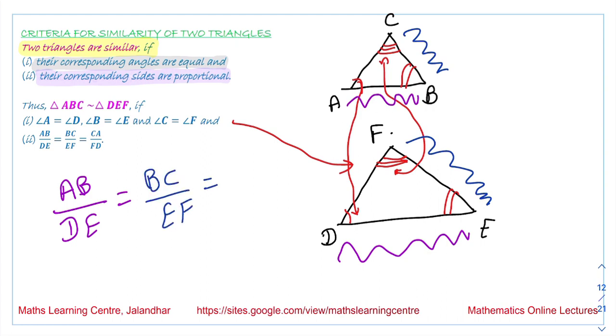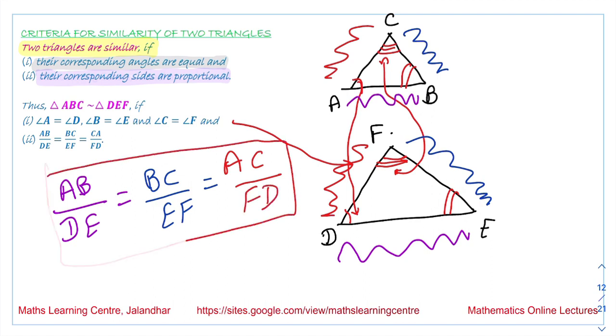And third thing we have is AC over FD. We are saying these three ratios of their corresponding sides should be equal, or we are saying their corresponding sides are proportional. This is the meaning of this. They should be proportional. Now the first criterion for similarity we have is AAA similarity.